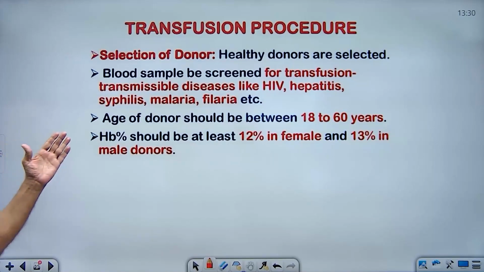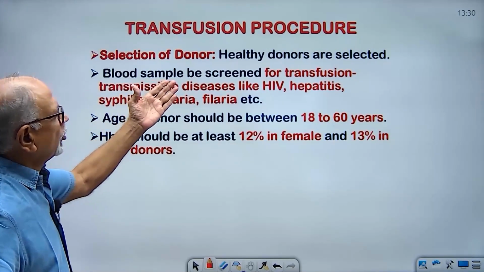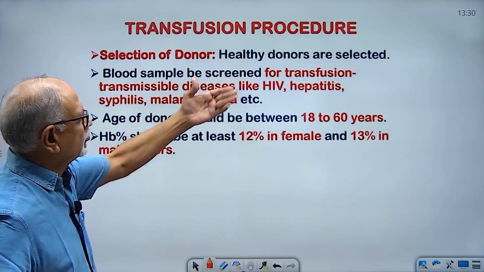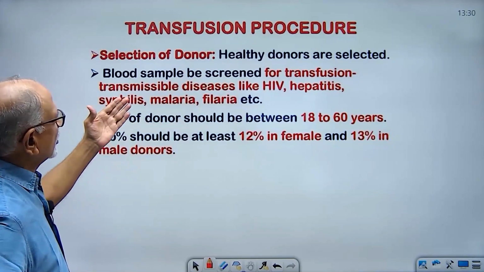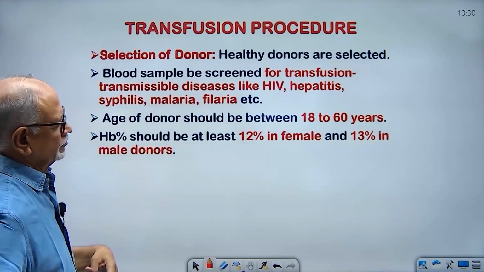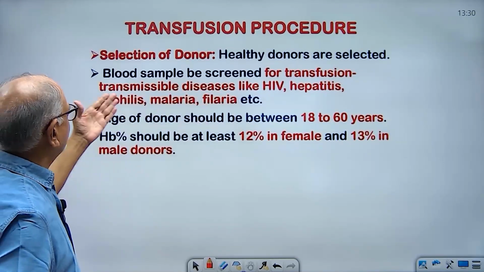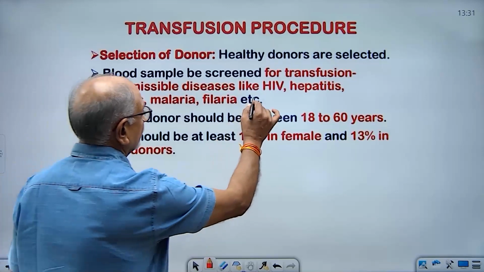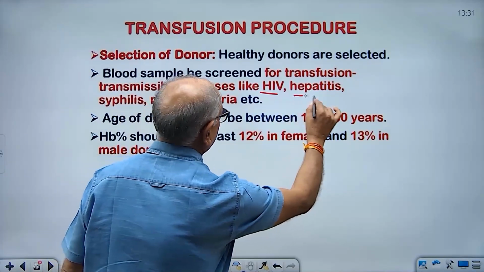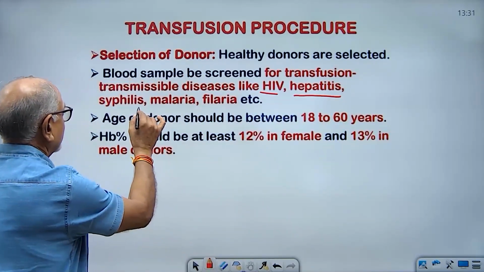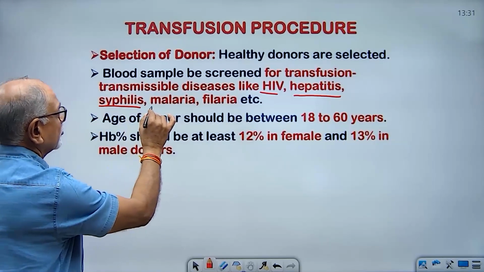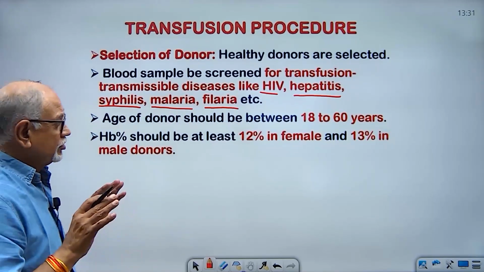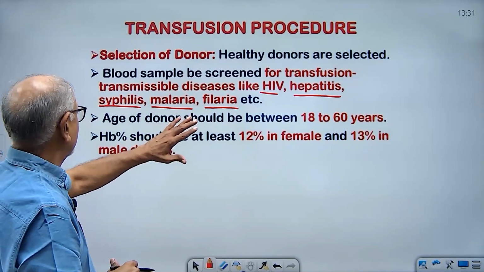Here you can see the grounds on which donor is selected. He should be a healthy person. Blood sample be screened for transfusion transmissible diseases. That is, one is HIV, another is hepatitis, like STD, syphilis, malaria, filaria, etc. There should be no disease of this type.